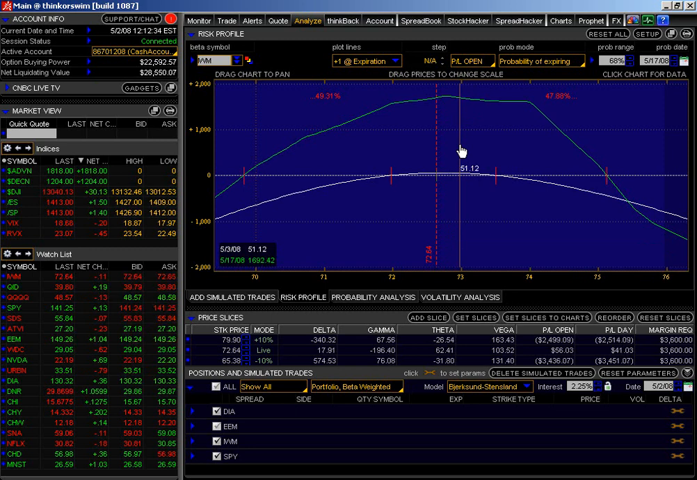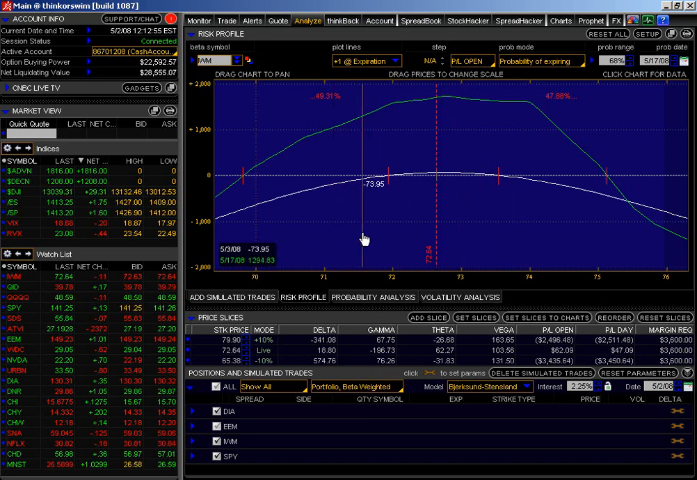What you're doing is concentrating your risk at that point, so that if prices move way down or way up, you're probably not going to have the same type of profit potential as if you had a wider range in which you could profit. So that's concentration of risk.